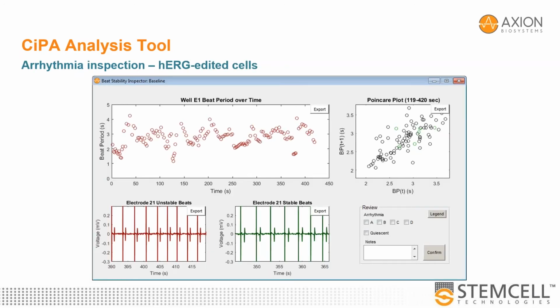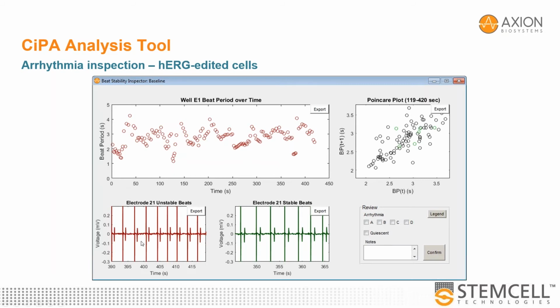The inspection window in the SIPA analysis tool provides a closer look at arrhythmia. This data is from the hERG edited cells that Enzo showed earlier. Each circle indicates the beat period for each beat displayed over time. We can see that the beating is very erratic here, with beat periods ranging from 1 to 4 seconds.